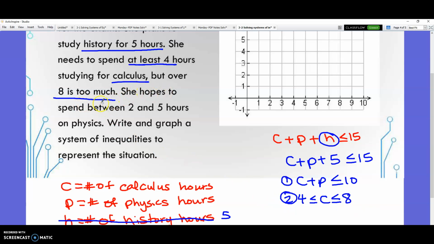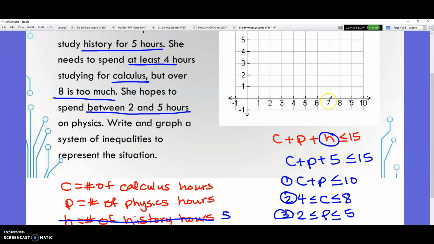And then she hopes to spend between 2 and 5 hours on physics. So physics is going to be between 2 and 5. So there's my third inequality here. Write and graph a system of inequalities to represent. So there are my 3 inequalities. C plus P is less than or equal to 10. 4 is less than or equal to C, and C is less than or equal to 8. And then my last one, 2 is less than or equal to P, and P is less than or equal to 5.